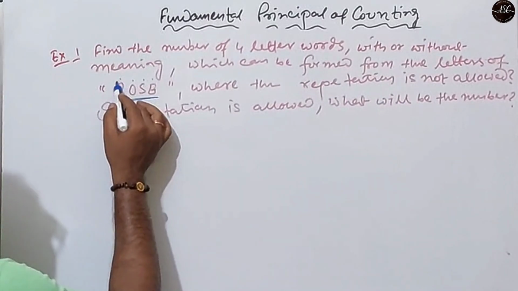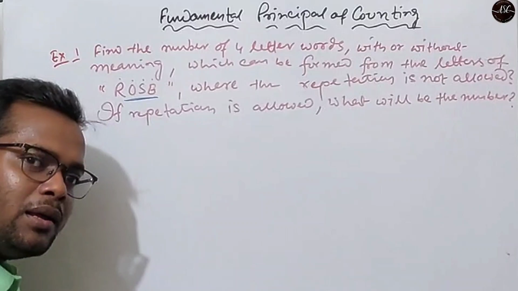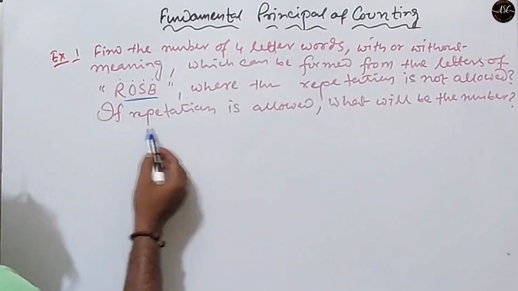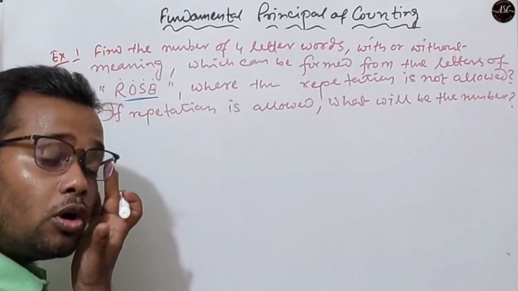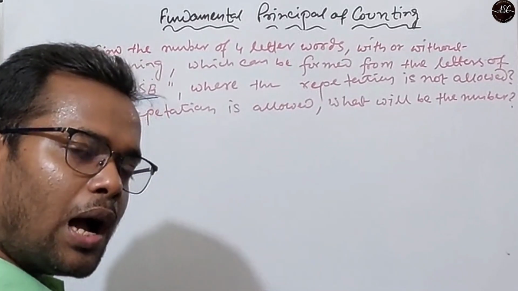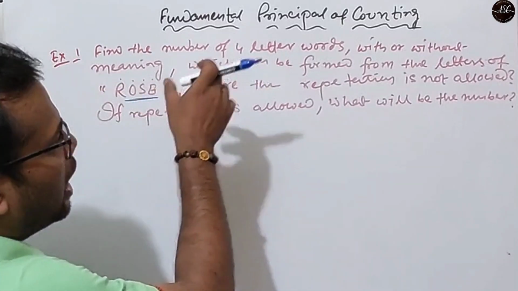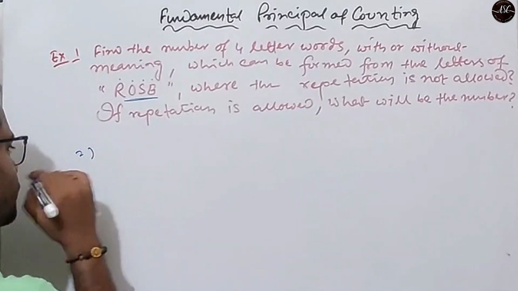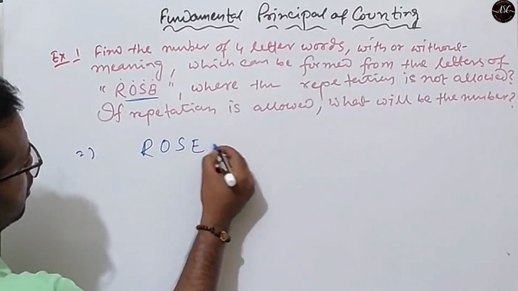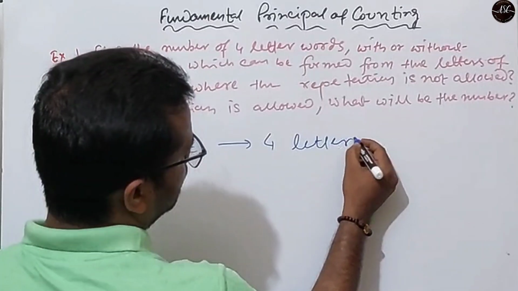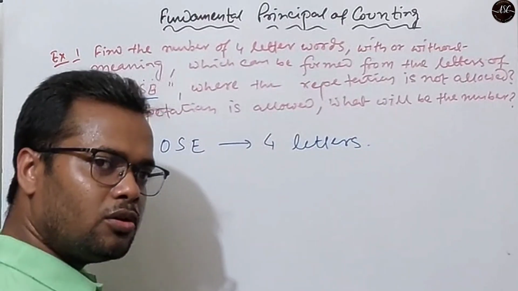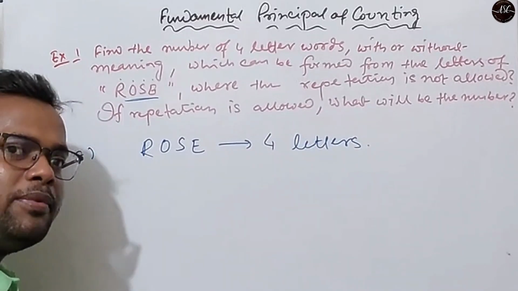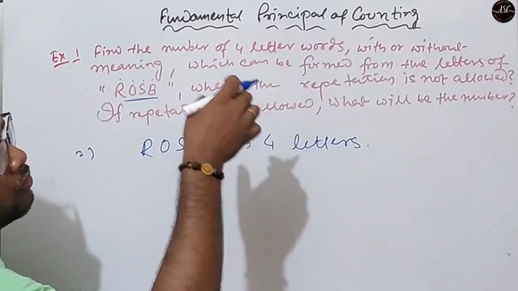That means if we take R, then R cannot be repeated in the rest of the letters. If repetition is allowed, what will be the number? So how many 4-letter words will occur? Just look here in rows. There are 4 letters, so by these 4 letters we are going to find the possible number of words.